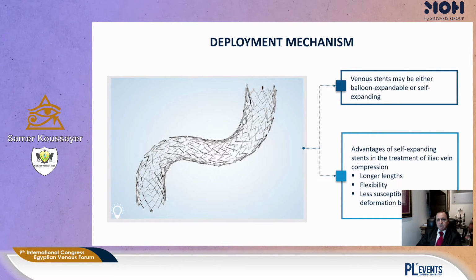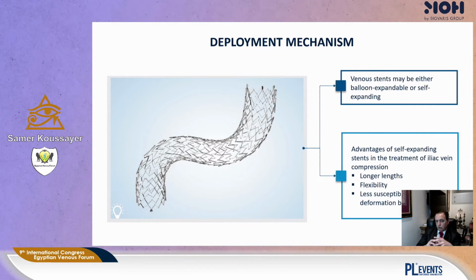Deployment mechanism: we have either the stent, which could be balloon expandable or self-expandable, but the one we most commonly use is the self-expandable stent to treat iliac vein compression. Why is that? Because with a self-expandable stent you can have a longer length, like 100 or longer, whereas the balloon expandable are usually short. And the self-expandable is more flexible, whereas the balloon expandable is rigid and more susceptible to permanent deformity by external forces.